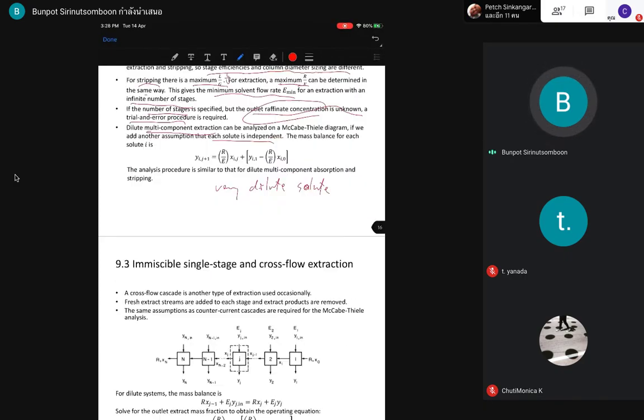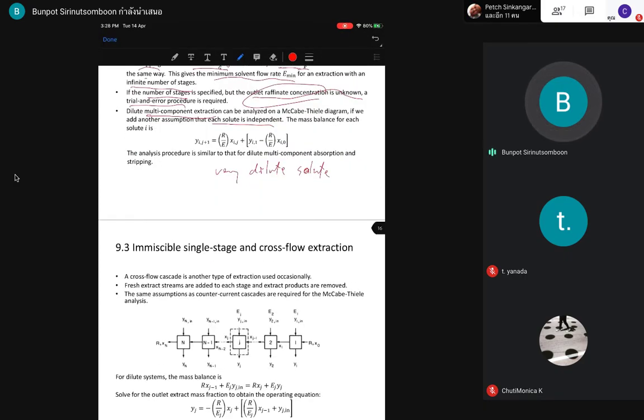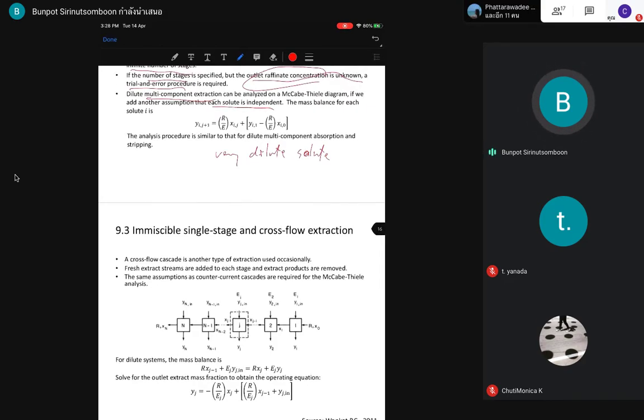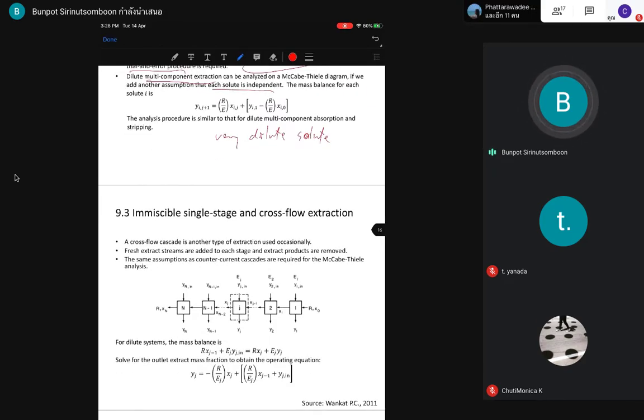Next, this is something that is unique to liquid extraction. In liquid extraction, you can also have something called cross-flow extraction. Just like in this picture here, you have multiple streams of solvent. You can have multiple streams of solvents.